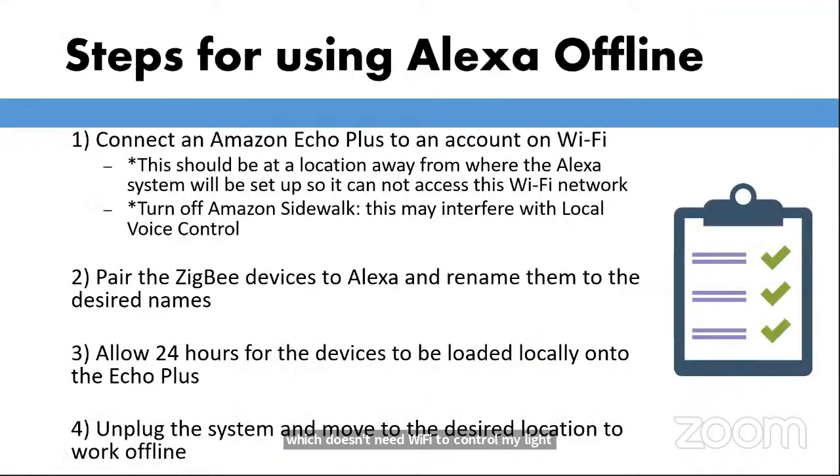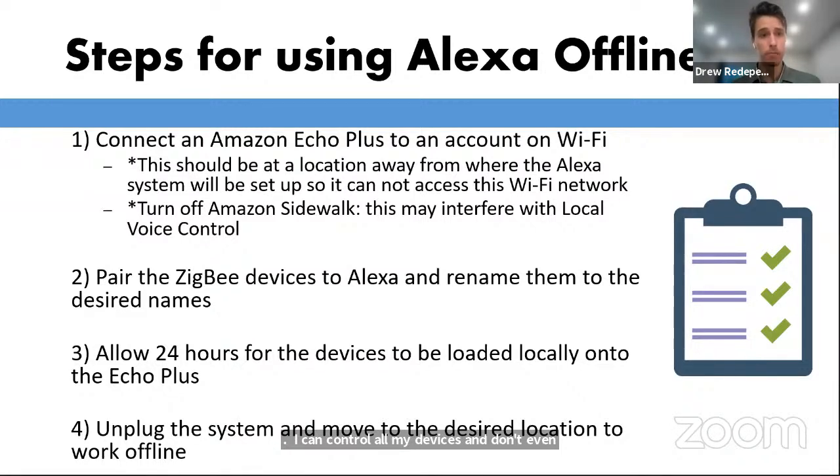So these steps here are how you'd set someone up. Let's say someone doesn't have Wi-Fi and you want to set them up with an Alexa-based system completely offline. Step number one is that you have to connect your Amazon Echo Plus to an account on Wi-Fi. Initially you do have to set your Alexa account up on Wi-Fi because the Alexa does need an account associated with it. So you connect your Echo Plus to an account on Wi-Fi.